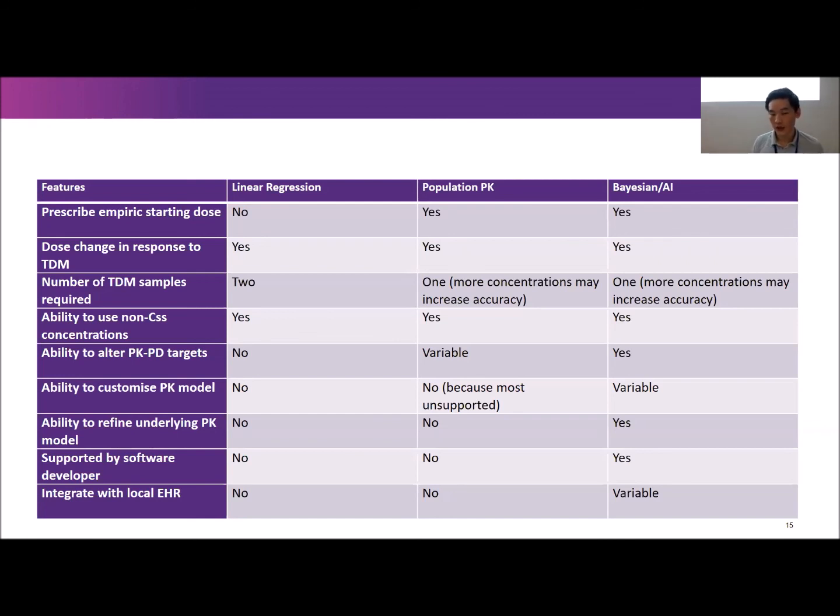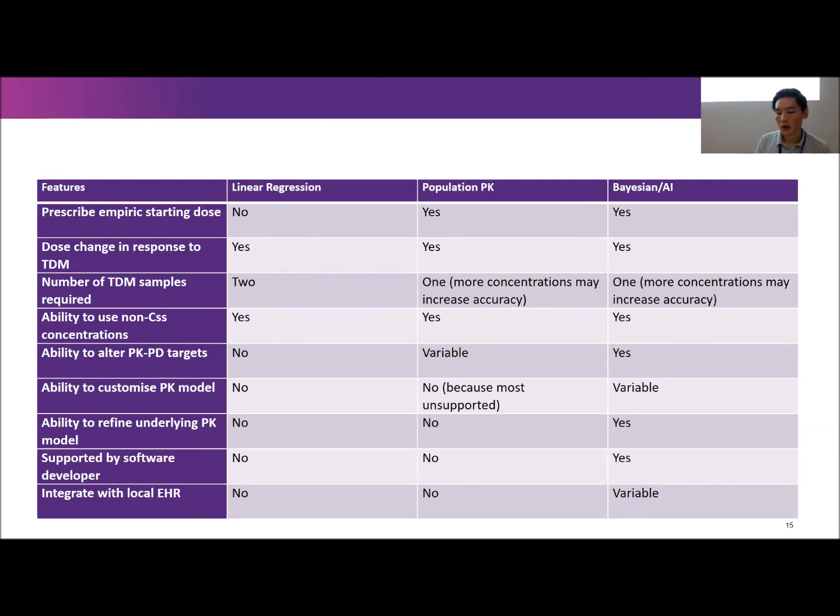That's not possible with linear regression programs because there is no PK model underlying the program. With most population PK dosing software, probably not, because they're no longer supported by the software developers, sorry. And with the Bayesian approach, it's variable. Some programs market the ability to do so, whereas others don't. The ability to refine the underlying PK is not relevant for the linear regression programs. You're not able to do that with the population PK programs, but you are able to do that with the Bayesian programs. In terms of support by software developers, we've discussed that before.